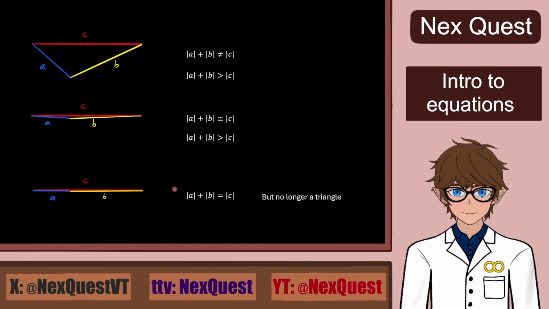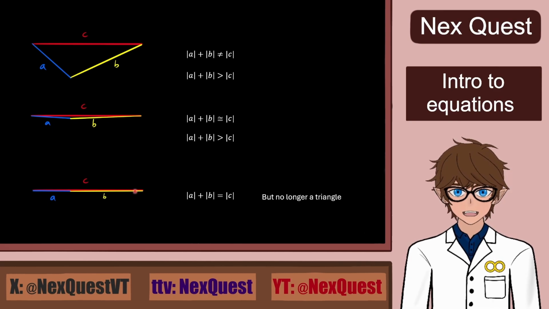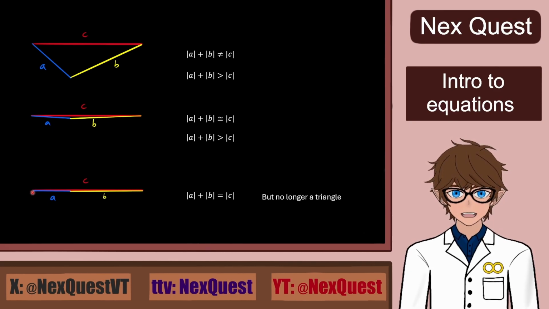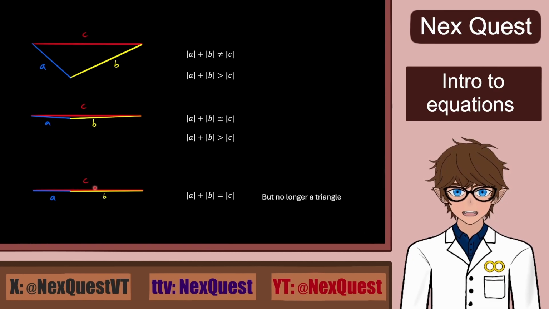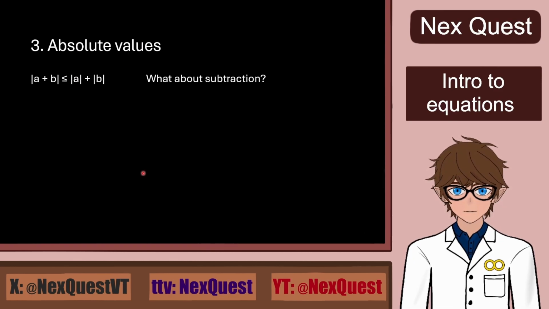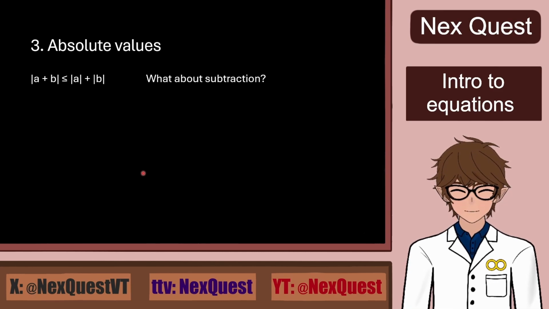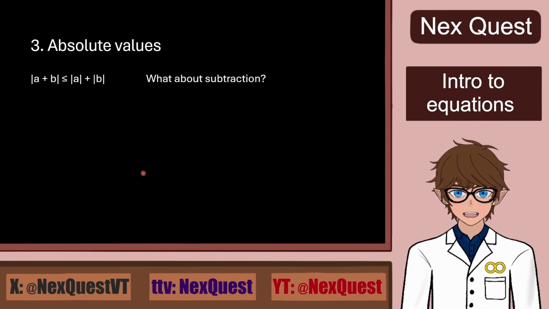Now, if we made a plus b equal to c, it's no longer a triangle because these 2 points would have to have a 0-degree angle, which means a plus b is quite literally the line c. Hopefully this shows you that the triangle inequality states that the absolute value of the sum is not always equal, but is less than or equal to the sum of absolute values.